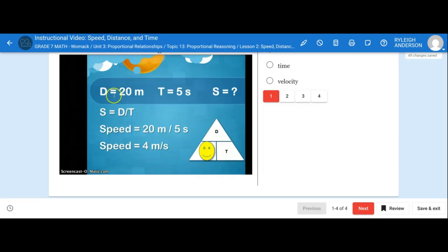So speed equals distance over time. So distance is 20 meters, time is 5 seconds. What is the speed? 20 divided by 5, you'll get 4 meters per second.